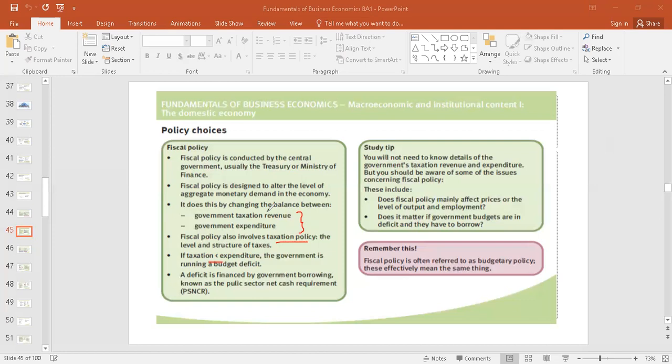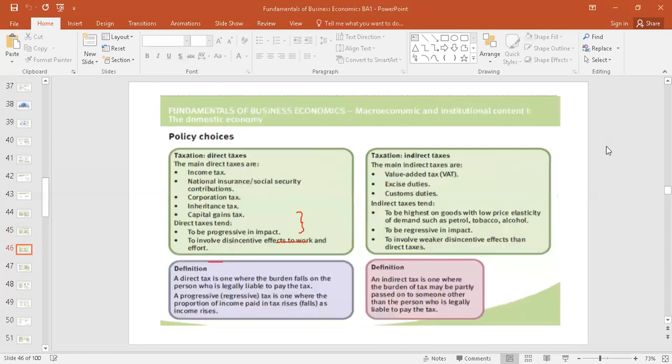A deficit is financed by government borrowing, known as the public sector net cash requirement. So when there is a deficit, what does the government do? The government also has to pull up funds so as to cover the deficit that has arisen because of revenue being less than the expenditure. So that's the fiscal policy.